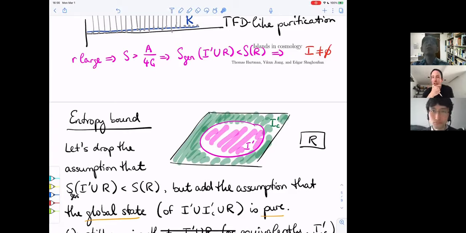Well, there are sort of trivial examples, like if my spacetime is a closed universe. But let me see. Closed.